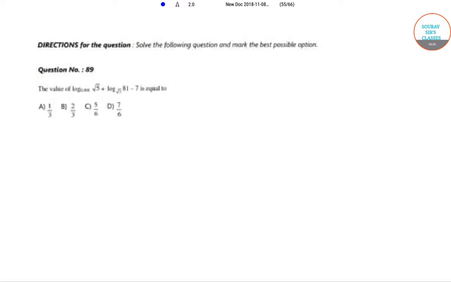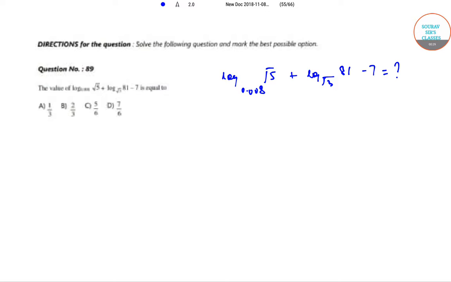The question is: the value of log root 5 to the base 0.008 plus log 81 to the base root 3 minus 7 is equal to.